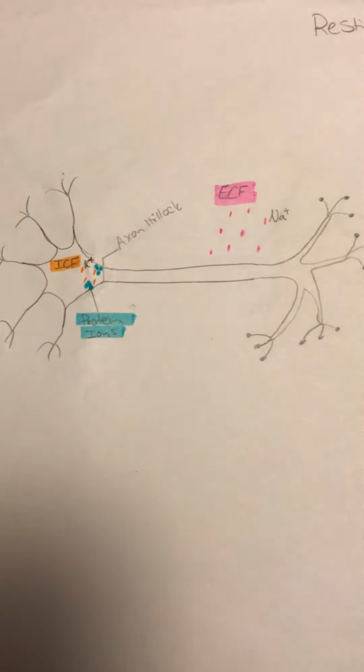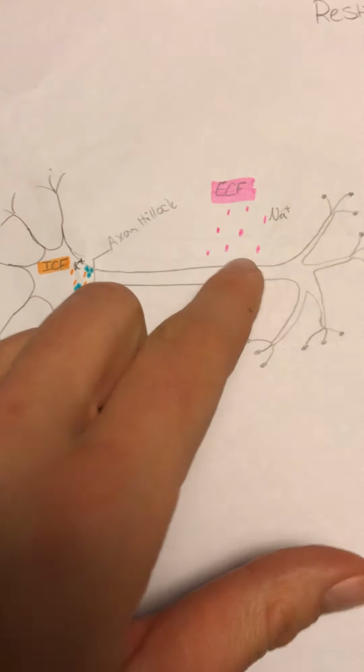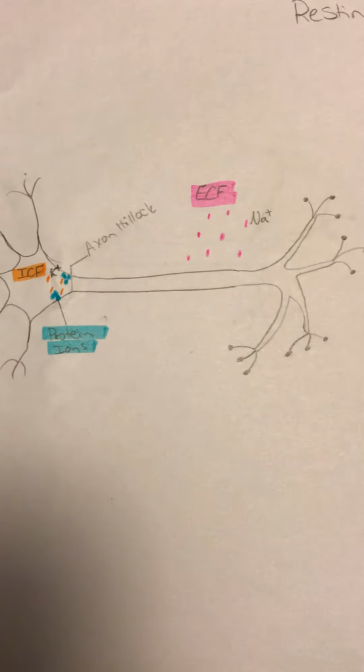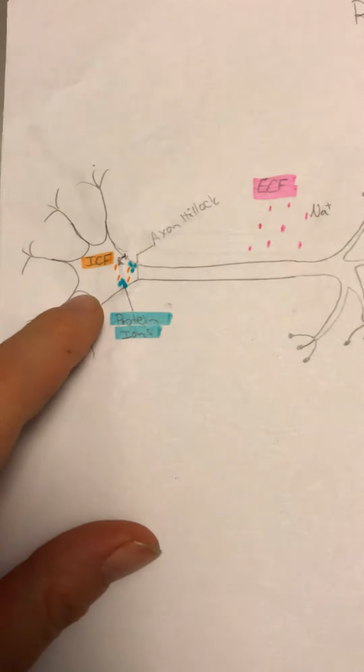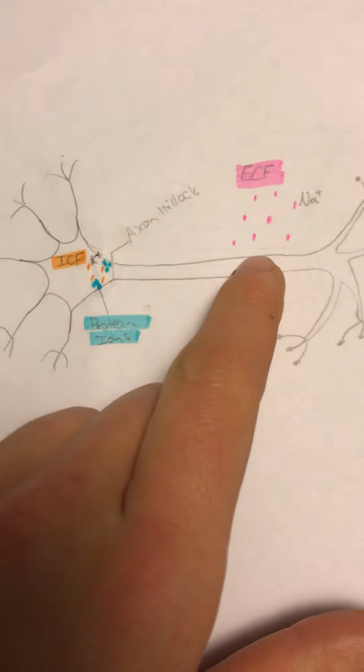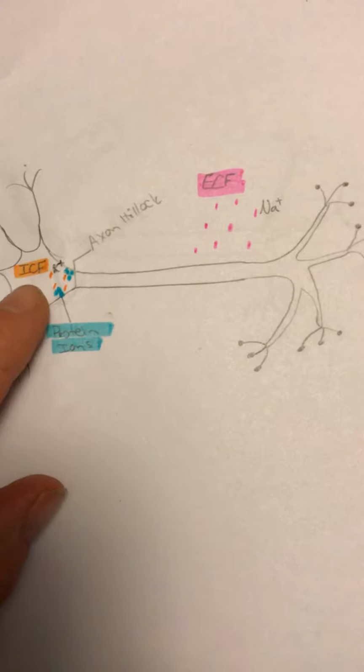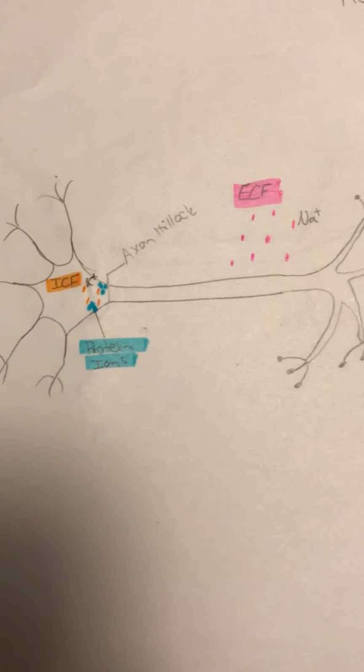Here is a neuron, and as you can see, on the outside of the plasma membrane is the ECF, which stands for extracellular fluid. On the inside is the intracellular fluid, also referred to as the ICF. The ECF contains positively charged sodium ions, and the ICF contains positively charged potassium ions and protein ions. However, the protein ions will never be able to escape due to their large size.